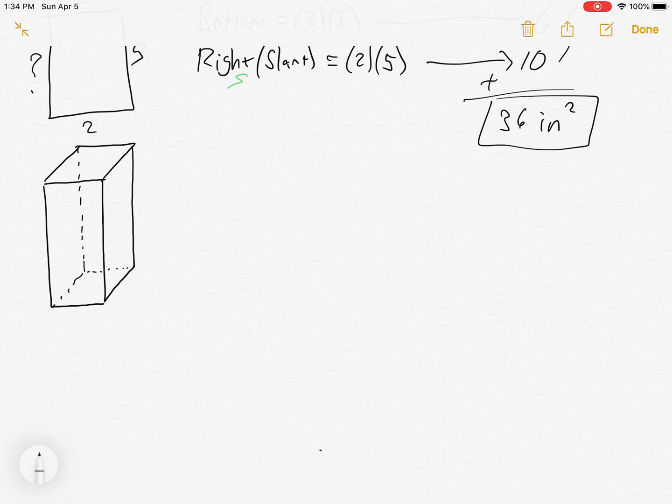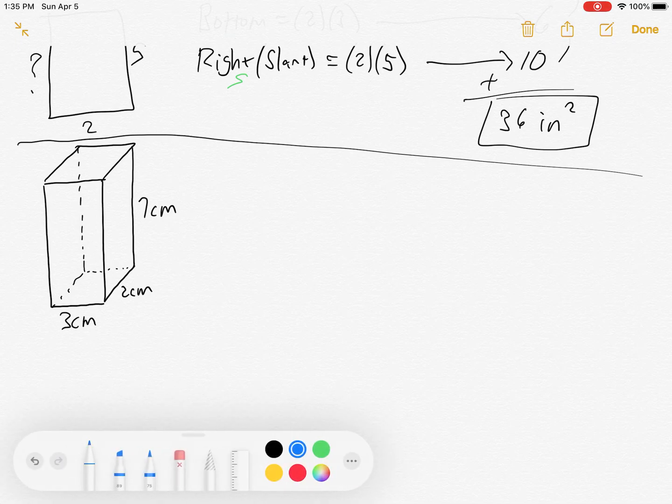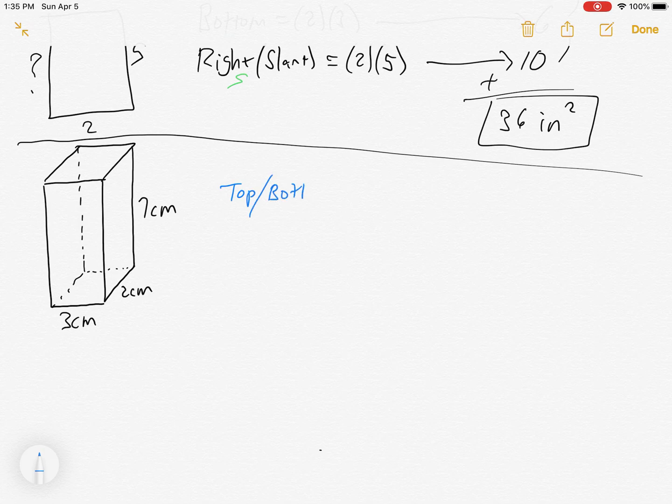Okay, we'll put some labels on here. Say this is 3 centimeters, 2 centimeters, and 7 centimeters. So how many faces does this have? Well, it's got a top and a bottom. Top slash bottom, that's 2. It's got a front and back, that's 2. And it's got a left, right, that's 2.